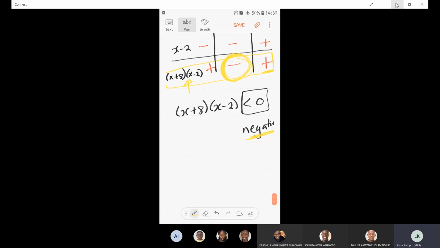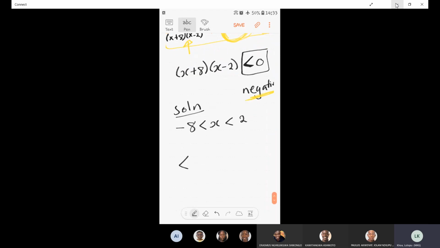So now that I have my solution, I write it down. So my solution, x must be between negative 8 and 2. So I don't put the equal to because in the question there is no equal to sign underneath. And then I can also represent this on the number line. I put my two critical points, and then the circles are not shaded because there's no line under the less than sign, and then I connect the two circles like that. So with that, I'm done.